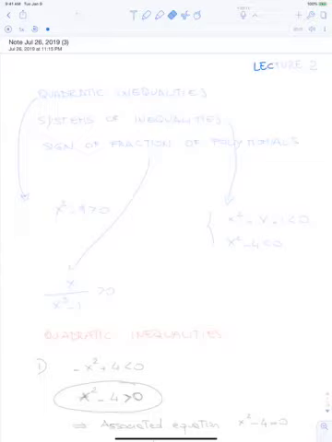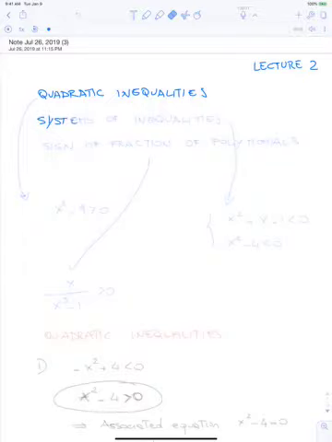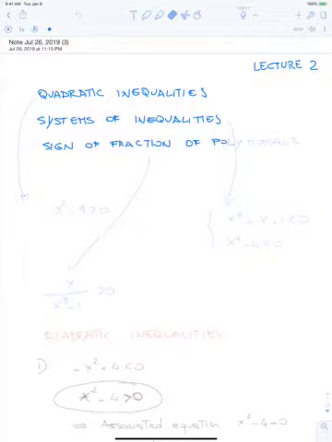So in this second lecture, we're gonna review three topics: quadratic inequalities, systems of inequalities, and sign of fractions of polynomials.